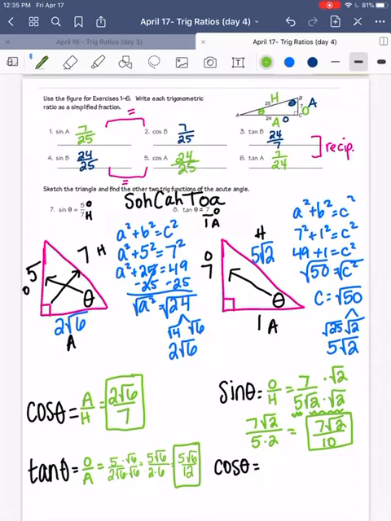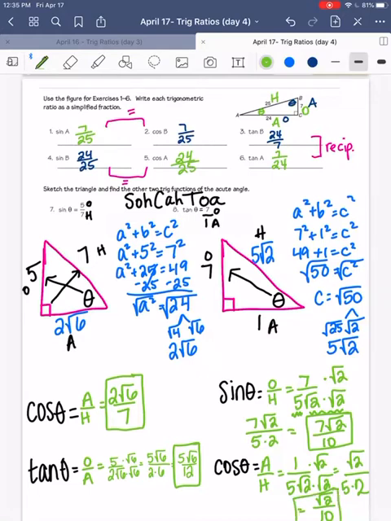Then cosine is adjacent over hypotenuse. Oops, I should write the A and H like all the others. All right, so our A is 1 and our H is 5 root 2, and then we're going to times by root 2. Okay, so that's root 2 over 5 times 2. Ooh, that was ugly. So it's root 2 over 10.